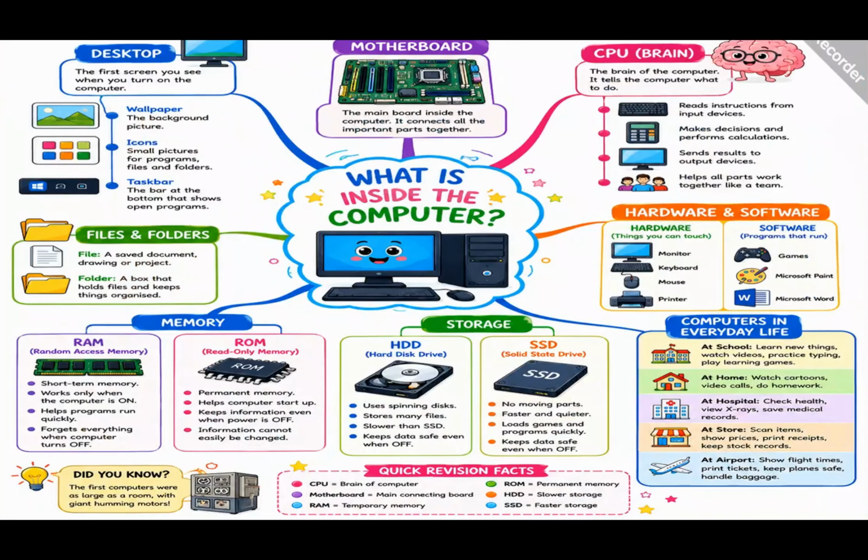That's all that we have studied about computer. Now, do you know the first computers were as large as a room with giant humming motors? And one more quick revision for you: CPU stands for Central Processing Unit, and it is the brain of computer. The motherboard is the main board that connects all the important parts of computer together. Then memories: RAM, random access memory, is a temporary or short-term memory, and ROM, read-only memory, is a permanent or long-term memory. Then storage devices: HDD is slower storage, and SSD, solid state drive, is faster storage. So with this we are done with the basic components of computer.